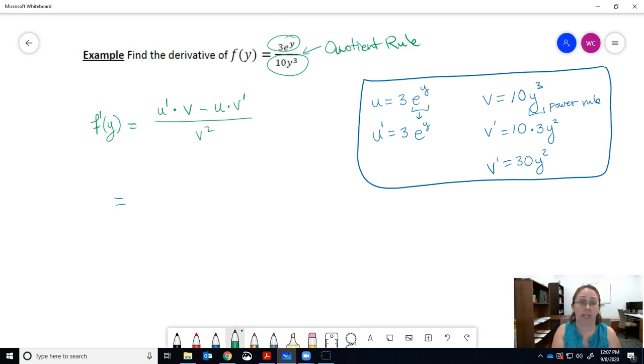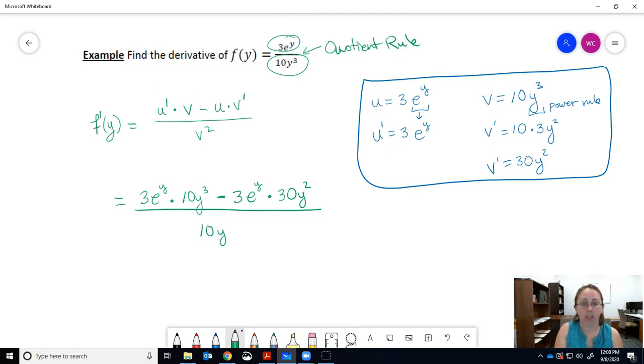So quotient rule says u prime, well, that was our 3e to the y, times v, the original v, 10y cubed, minus the original u, 3e to the y, times v prime. I'm going to use a simplified one, so it's 30y squared. All of this over the original v, 10y cubed, the whole thing squared.